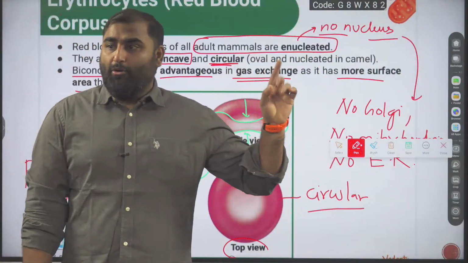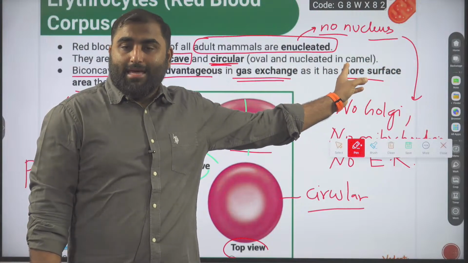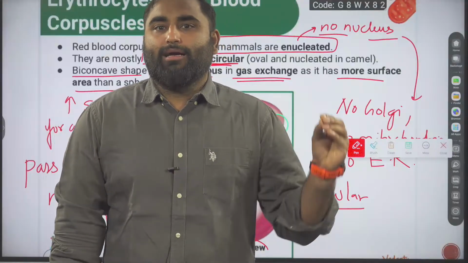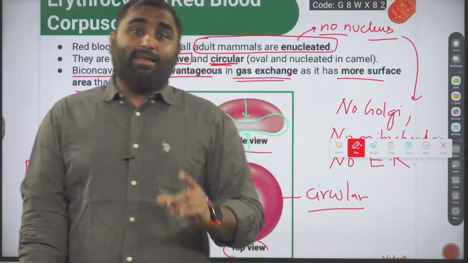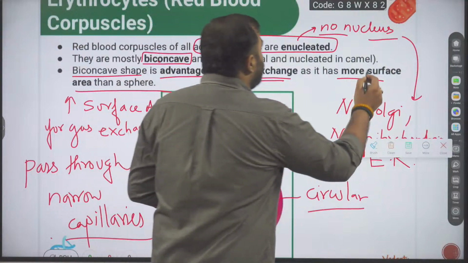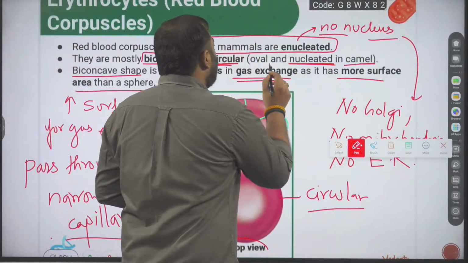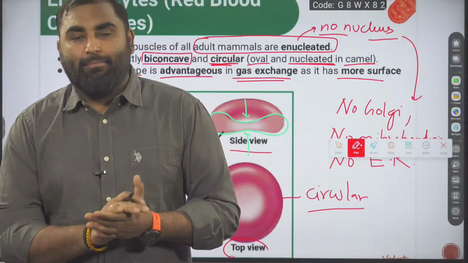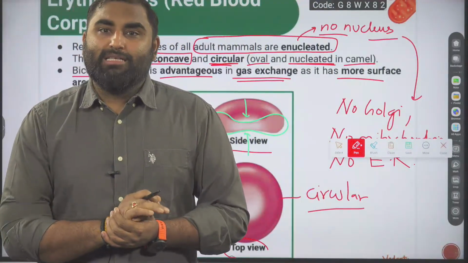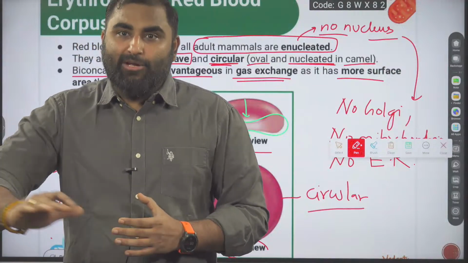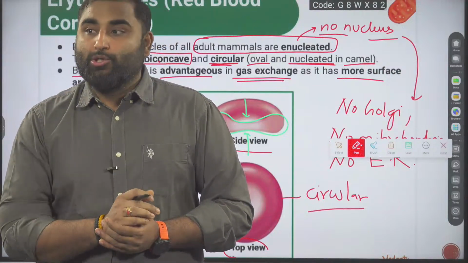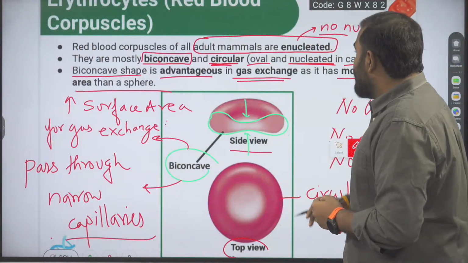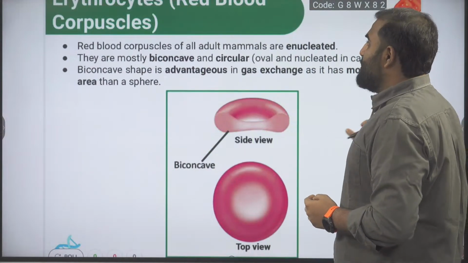Next, one more important point to note. Camel is a mammal in which you can see some of the RBCs may show nucleated RBCs. Camel and llama are the two animals in which you may rarely observe nucleated or oval RBCs. Very rarely we can see in camel or llama some nucleated RBC present. Mostly their RBCs are also enucleated, but few RBCs may show nucleated presence. Okay, right? Moving ahead. These were the points of RBC.